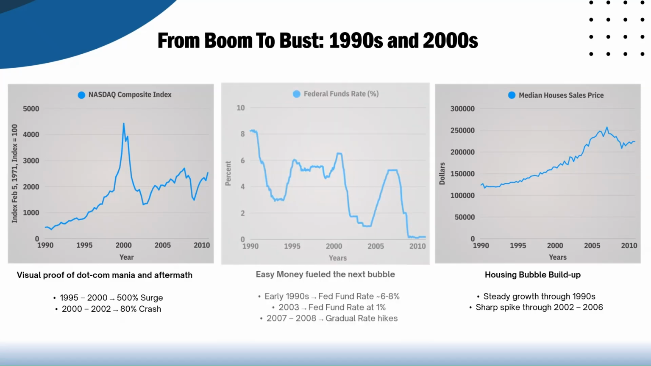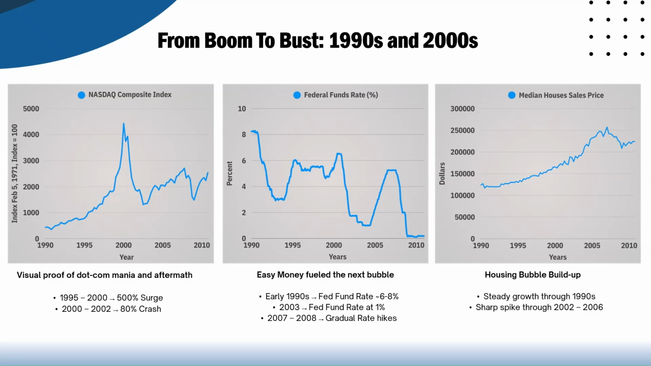Now, in the middle, we see how the Fed responded. To cushion the blow of the crash, the Fed slashed interest rates from about 6.5% down to 1% by 2003, the lowest levels in modern history. And then on the right, we see the effects of that.